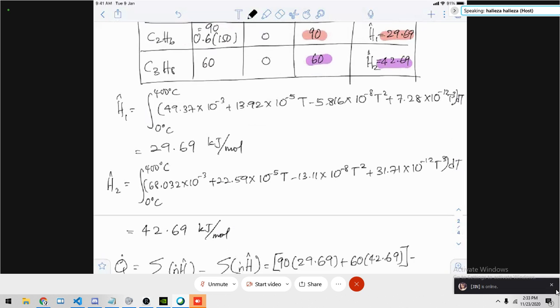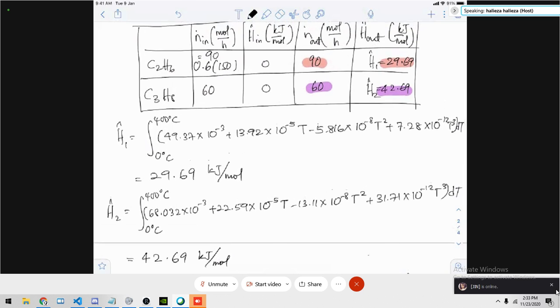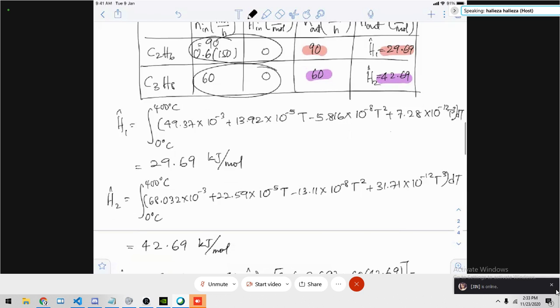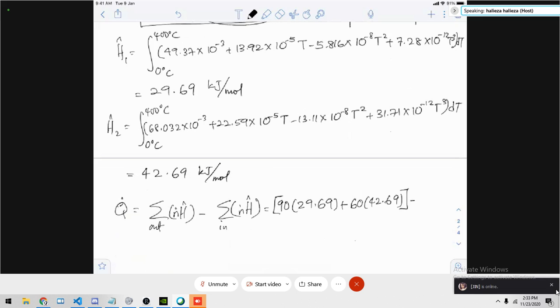What is the sum of the molar flow rate with the enthalpies of the inlet? Zero reduction. It is 0, because whenever you multiply anything with a 0, it will end up being 0. Okay, so that will be 0. But if you want to write it down, it's no problem. Just write it down, minus 90 times 0 plus 60 times 0.